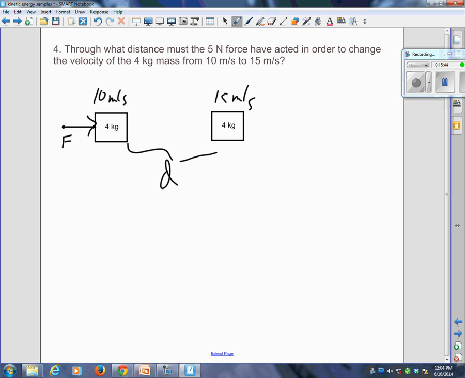Okay, so let's start by finding EKI, and the formula is mv squared over 2 for kinetic energy. Our mass is 4, our velocity is 10. 4 divided by 2 is 2, 10 squared is 100, giving me 200 joules of kinetic energy to begin with, right? Do I know the final kinetic energy? Well, I can solve for that.